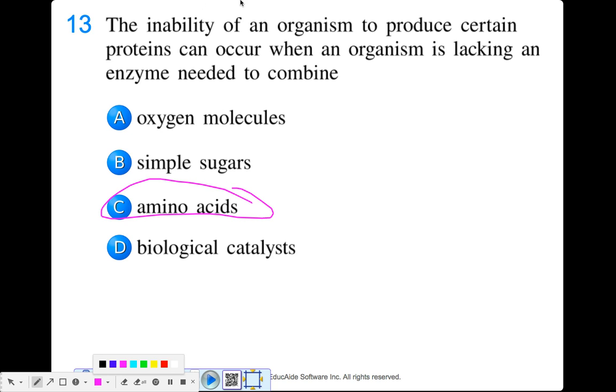If you can't produce proteins, simple sugars would mean it couldn't produce starch, oxygen molecules. They don't really get linked up to make anything major that I can think of. Okay, so the correct answer for that is C, amino acids. Amino acids are the building blocks of proteins. So if they don't have the enzyme to combine amino acids, they can't make proteins.